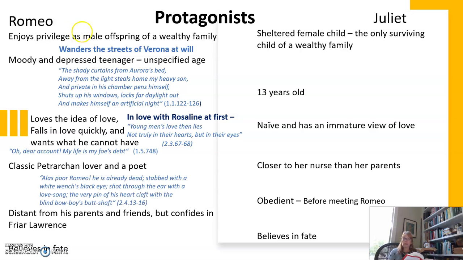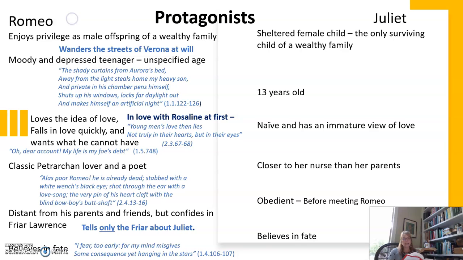He is a Petrarchan lover. I have a whole video dedicated to Romeo as a Petrarchan lover on my YouTube channel, One Lit Teacher, but just in brief here, he is a poet. He has his head in the clouds. He is frequently associated with Cupid because he has been struck by Cupid's arrow. He is distant from his parents and friends, but he confides in Friar Lawrence and tells only the friar about Juliet.